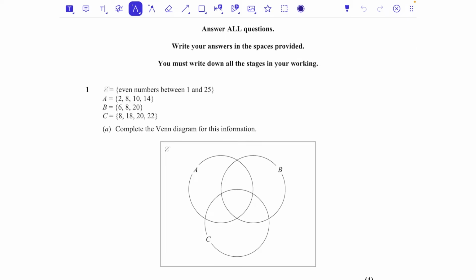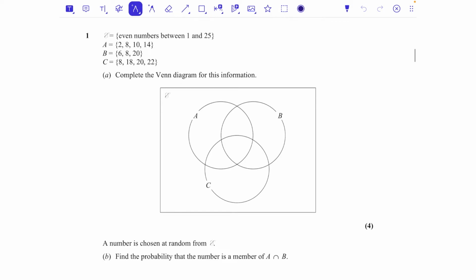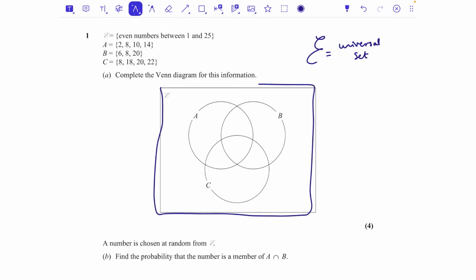Okay, question number 1. We've got the universal set. So this funny squiggly E means the universal set, and you need to think of that as all the numbers that you know about in the world right now. That's everything you know about. You don't know anything else beyond that. That is your world, if that makes sense. So everything in that universal set needs to go inside this box.